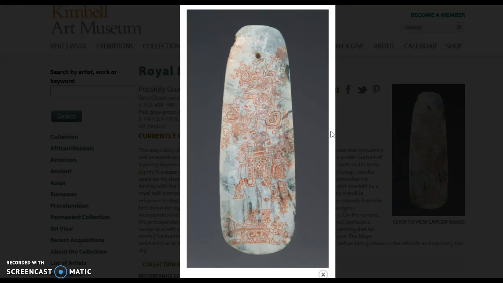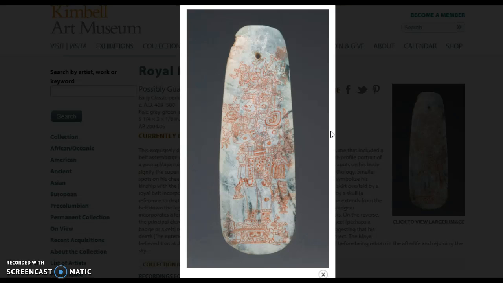And it's a decorated jade belt ornament. It was originally created to go on a belt, along with two others, on the belt of a priest or some high honor.